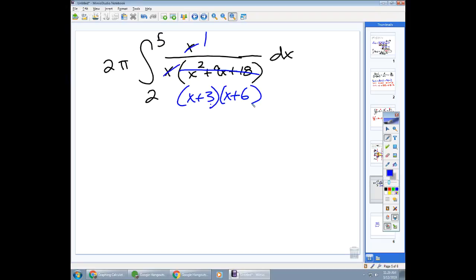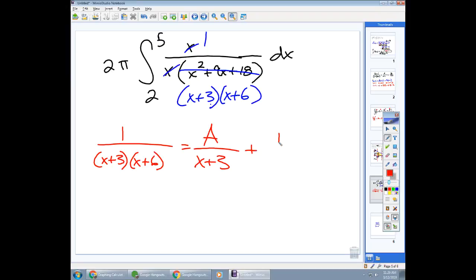All right, partial fractions. We take a break from the integral for a second, and we say, we believe we can write 1 over x plus 3 times x plus 6 as some number a over x plus 3 plus some number b over x plus 6. Multiply through by the common denominator. 1 equals a times x plus 6 plus b times x plus 3.